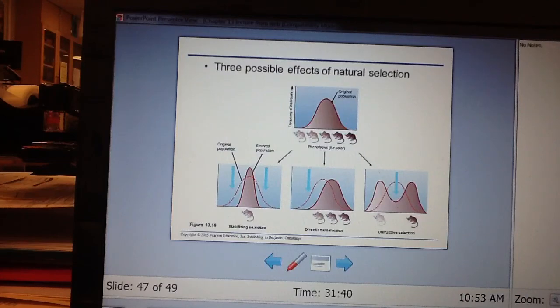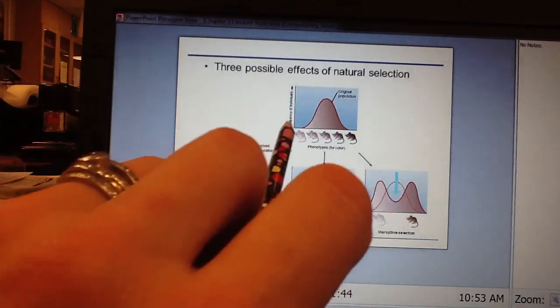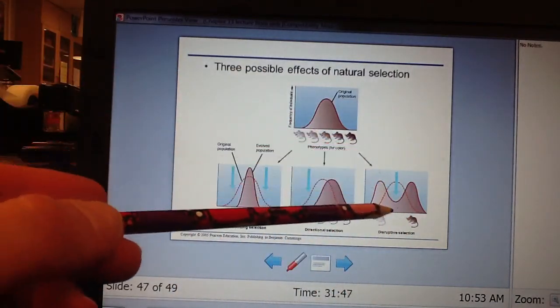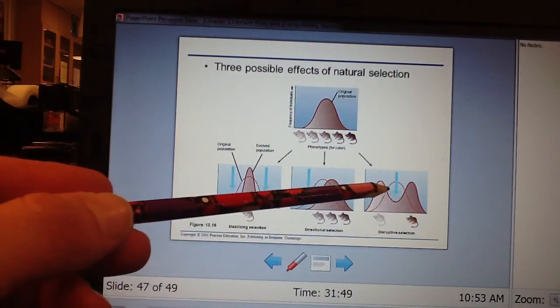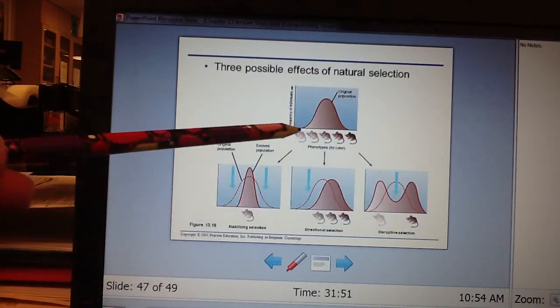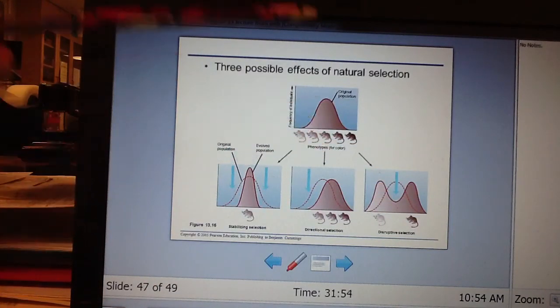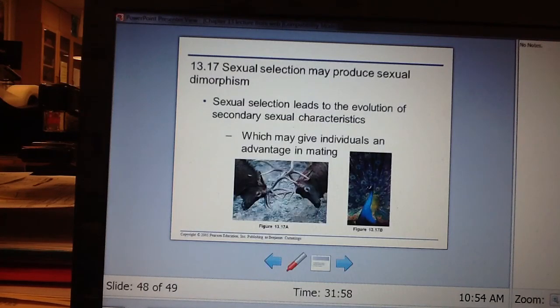And then the third type of natural selection effect that can happen is disruptive. And that's where we're favoring the light and the dark phenotypes. You can see the light and the dark here. And we're actually minimizing the number that falls somewhere in the middle, this kind of general average phenotype. One of the reasons disruptive selection happens is that sexual selection actually leads to what's called sexual dimorphism, which means you have sexual characteristics that make a boy look like a boy and a girl look like a girl.